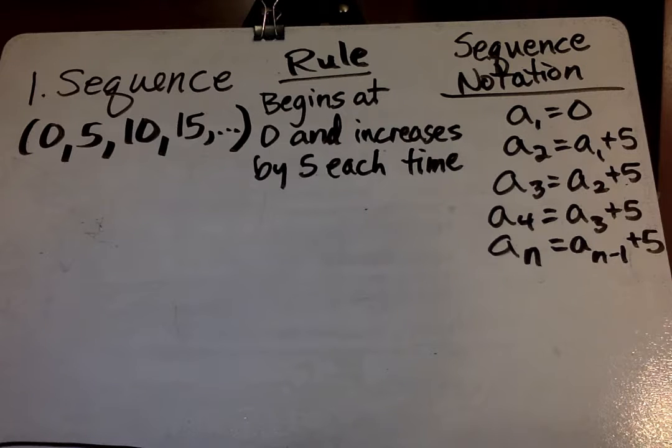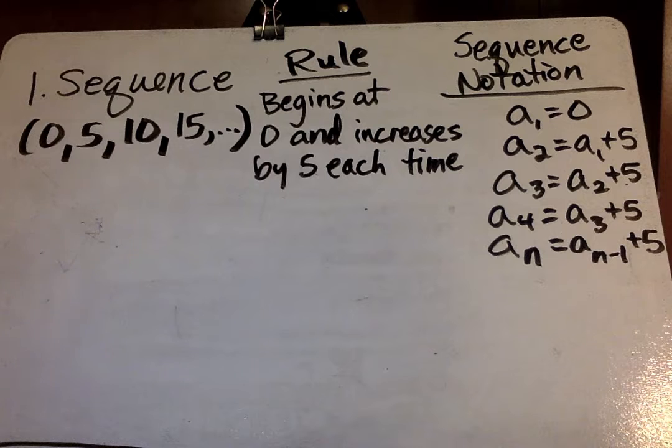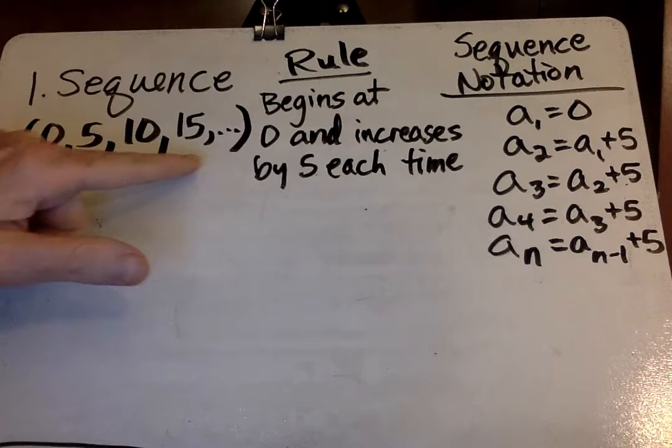Hello students, this is a continuation of sequences, and in SM1 regular class it's page 137 and in the honors class it's page 149. So first we want to look at the set of numbers, and that is the sequence. Then we are given a rule for each of the sequences given, and we want to get it in sequence notation. So this one, where does it begin? It begins at 0. And what happens? It increases by 5 each time.